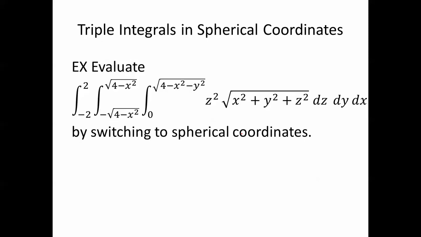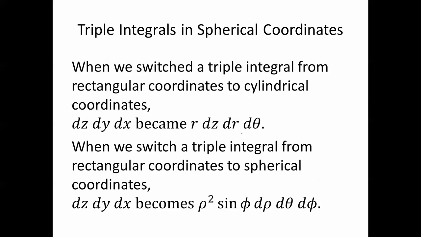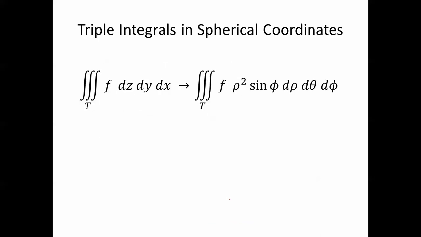That's a mouthful. Okay, when we switched a triple integral from rectangular coordinates to cylindrical coordinates, dz dy dx became r dz dr d theta. When we switch a triple integral from rectangular coordinates to spherical coordinates, dz dy dx becomes rho squared sine phi d rho d theta d phi. In the same way that I didn't really explain where the r came from, I'm not really going to explain where the rho squared sine phi comes from. It's just what happens when we make the substitution. Okay, so the triple integral of f dz dy dx becomes a triple integral of f rho squared sine phi d rho d theta d phi.